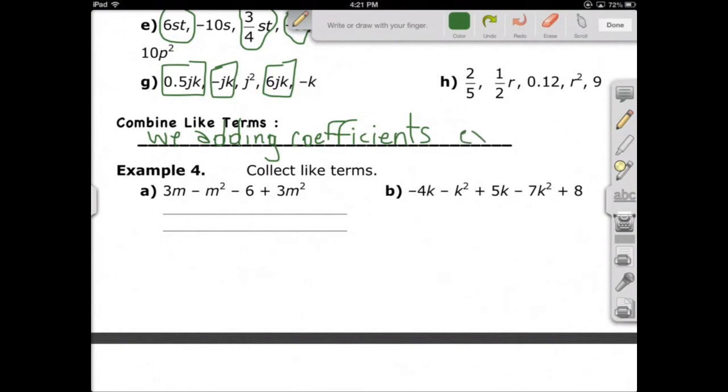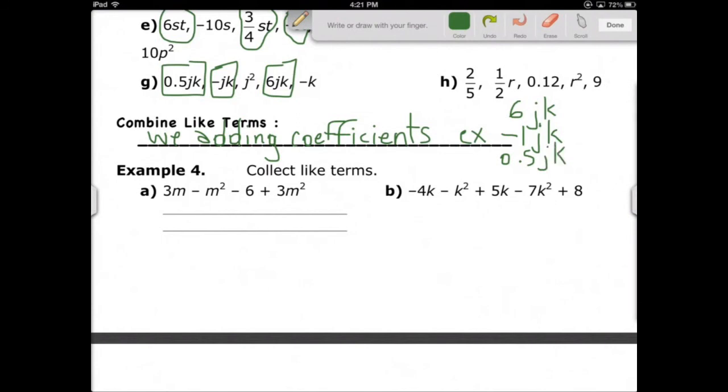For example, we use the one from above. Let's say we had 6 JKs minus 1 JK, and you add in half a JK. Okay, well that's probably good for 5.5. So we're going after these right there. We say that's 5.5 JKs.